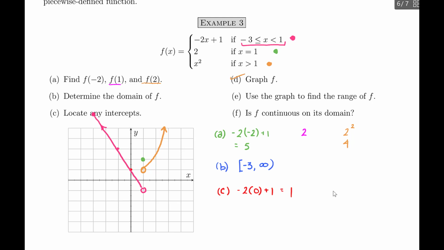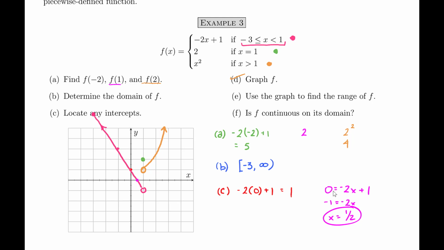So when we come back to part C, we did find this y-intercept, and we only have one x-intercept, and that is on the first graph. So to find the x-intercept, we set y equal to 0, and we solve for x. So subtract 1, divide by negative 2, and we get an x-intercept of 1/2. And that seems to correspond with what we drew.